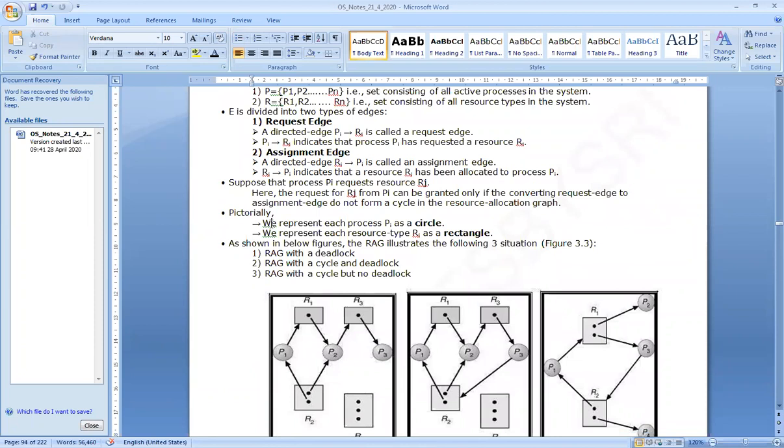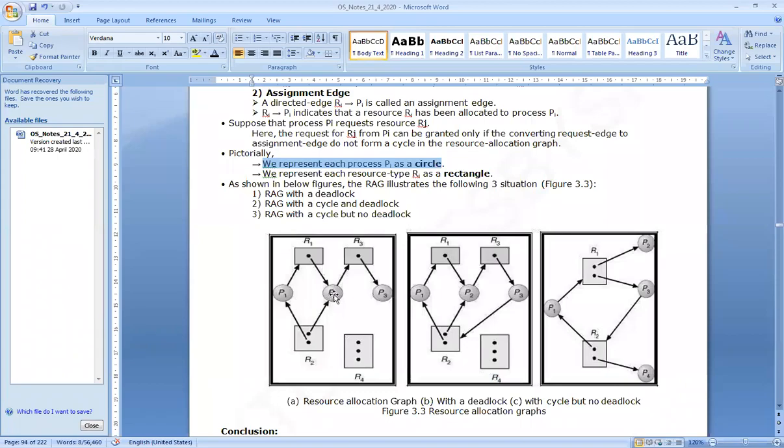We represent each process Pi as a circle. So processes are represented in the form of circles, and the resources are represented in the form of rectangles. As shown in the figure below, the resource allocation graph illustrates the following three situations. In the following diagram, we can easily see three different diagrams for the resource allocation graph.